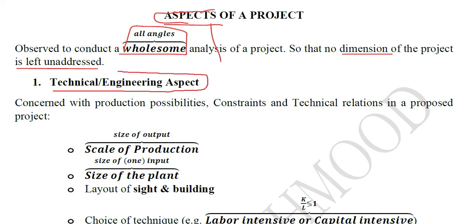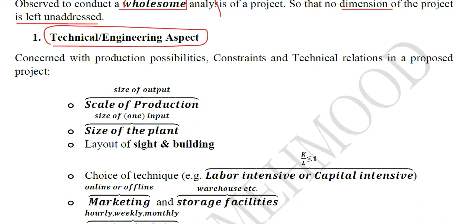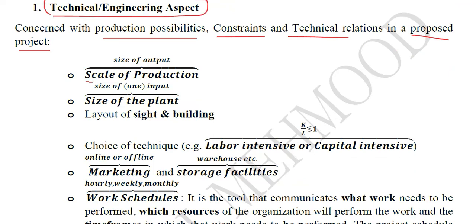We should consider the technical side of the project, the engineering side of the project, that what are the various production possibilities, constraints and technical relations in the proposed project. For example, we can consider the scale of production, that how much of the output we should produce given the inputs and other constraints. This is one thing that we need to consider in this aspect.